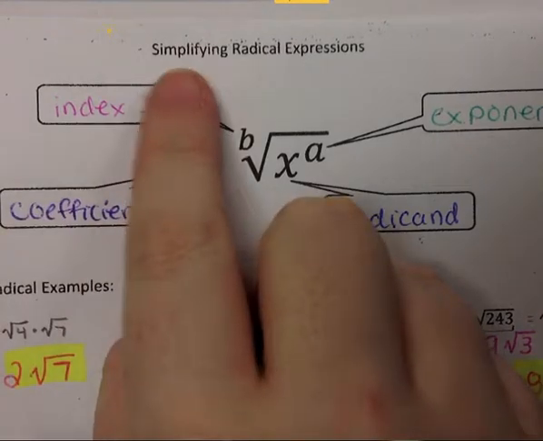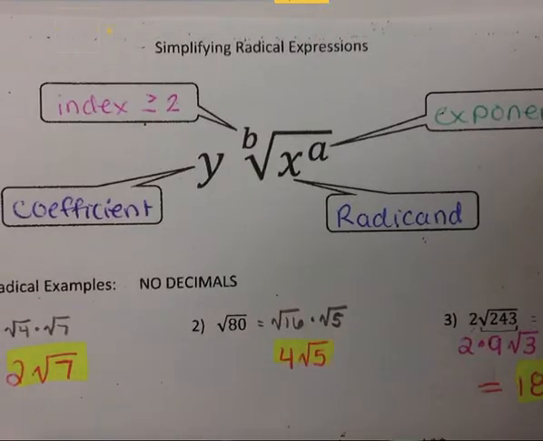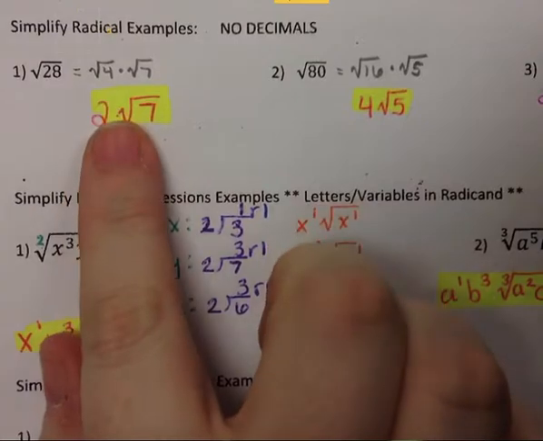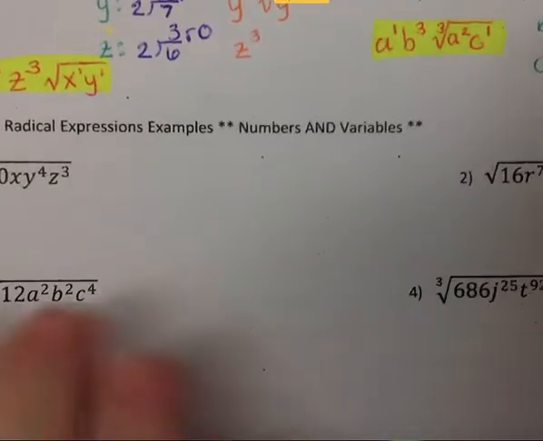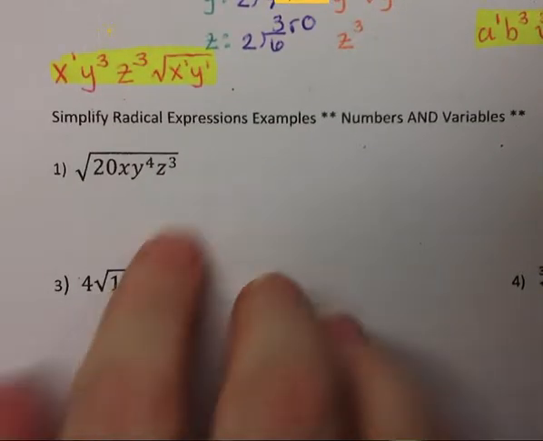This video is on simplifying radical expressions. In a previous video, I've explained how to simplify radicals and then how to simplify radical expressions separately. So radicals with numbers and then radical expressions with just letters. This video is going to be simplifying the radical expressions with numbers and variables.